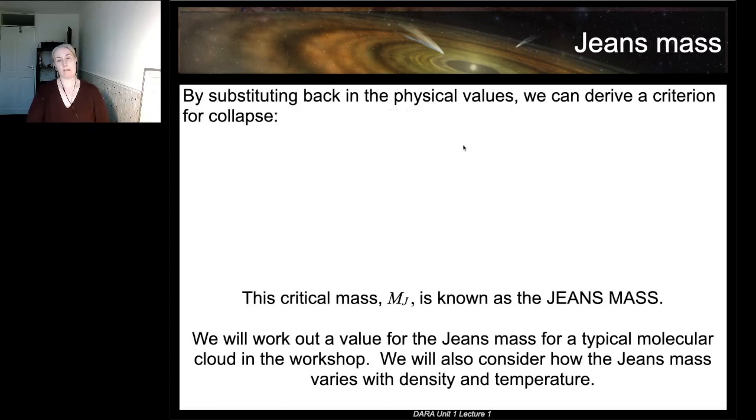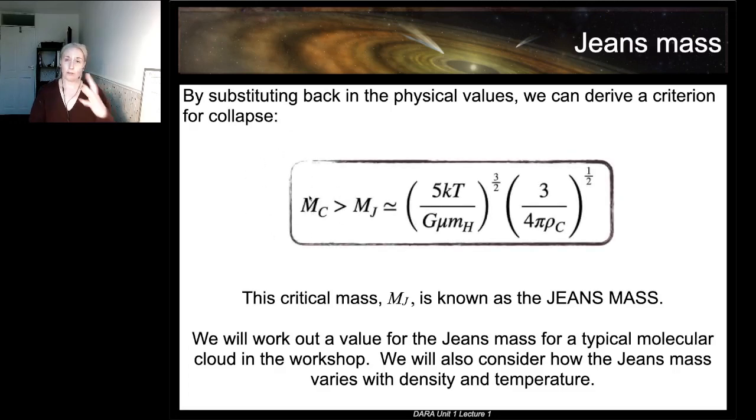So what we can do is take that virial equation. We can look at this specific case where we want collapse to happen, where we want pressure to win over the gravitational force holding the cloud together. And we can substitute back in physical properties of the cloud, things like the cloud mass, the cloud temperature, the cloud density, and the mean molecular weight of the molecules in the cloud as well. Then we can recast that criterion for collapse in terms of the mass of the cloud. And when we do that, we derive something called the Jeans mass.